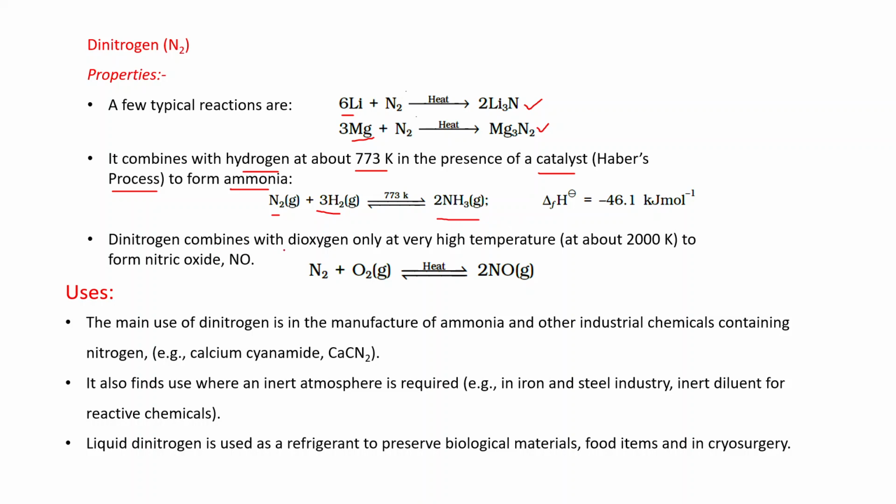Dinitrogen combines with dioxygen only at a very high temperature, about 2000 Kelvin, to form nitric oxide, that is NO. N2 plus O2 gives 2NO.